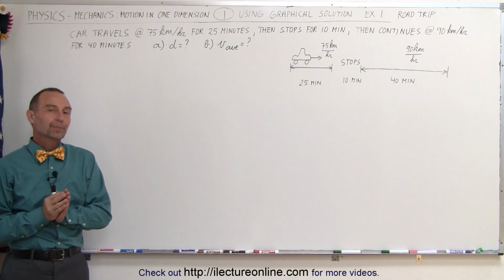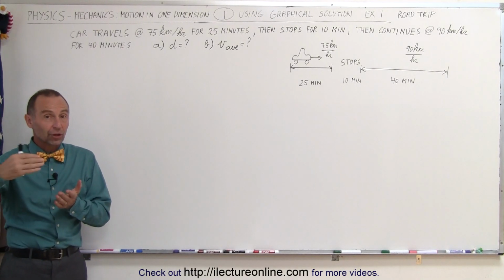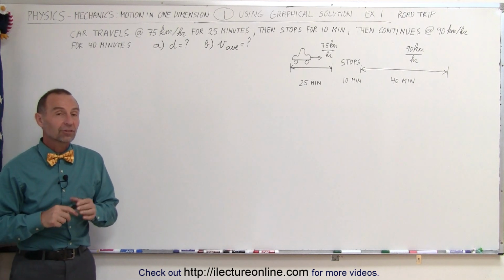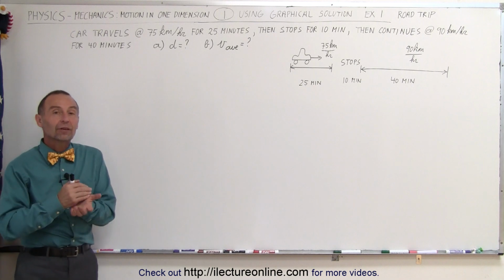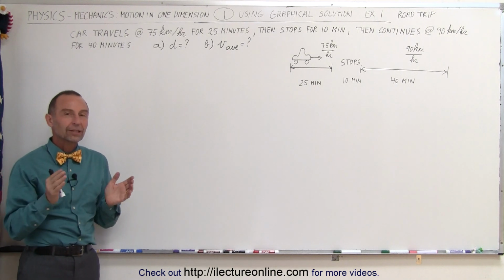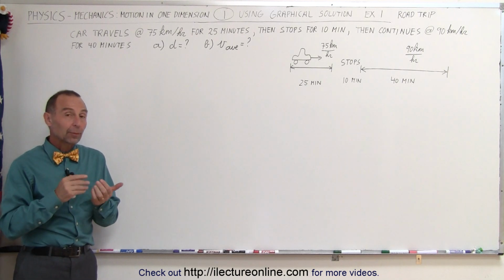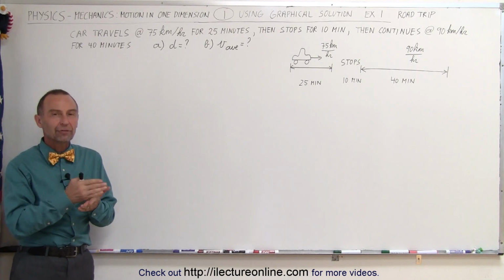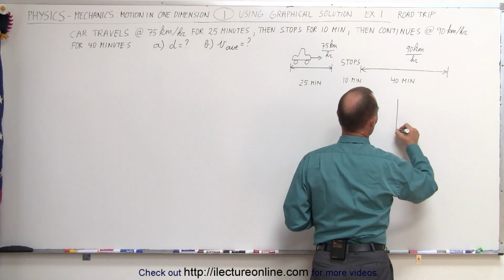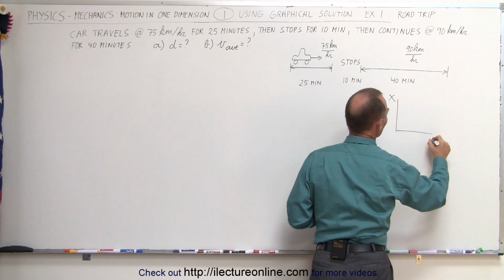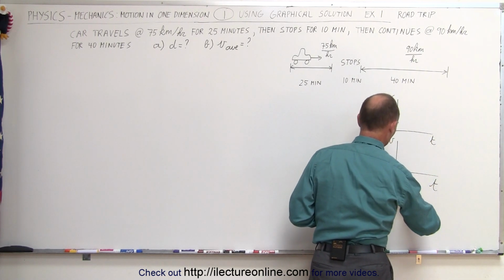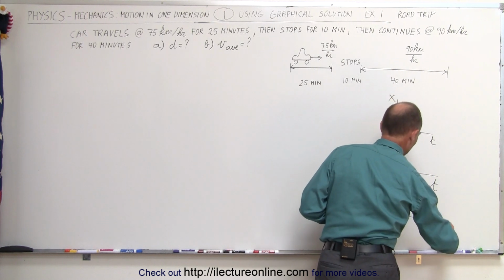Welcome to Electron. In this video, as well as the videos to come after this one, we're going to solve some one-dimensional problems in physics and mechanics. But in this case, instead of using the equations of kinematics, we're going to solve these problems using the graphical method. Remembering that we can draw an x versus t graph, a v versus t graph, and an a versus t graph. So, for example, x versus t, x is distance, t is time. We can also draw a v versus t graph, and we can draw an a versus t graph.